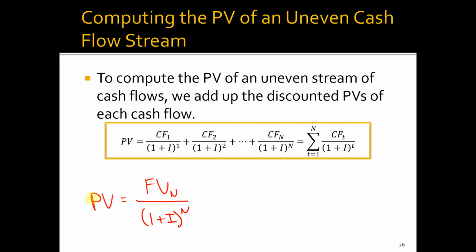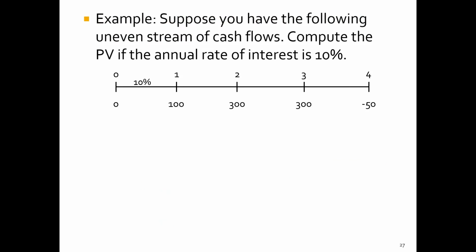So all we're doing here is using this same present value formula and applying it to a series of cash flows that occurs over time. So we have a stream of uneven cash flows represented in our timeline here, and we want to compute the present value if the annual rate of interest is 10%.